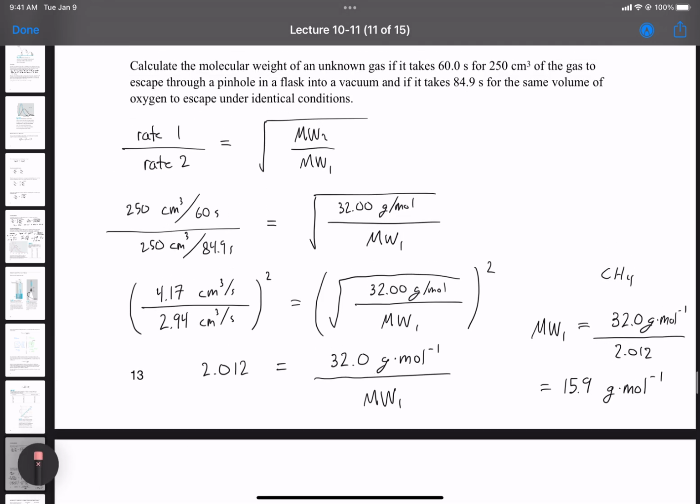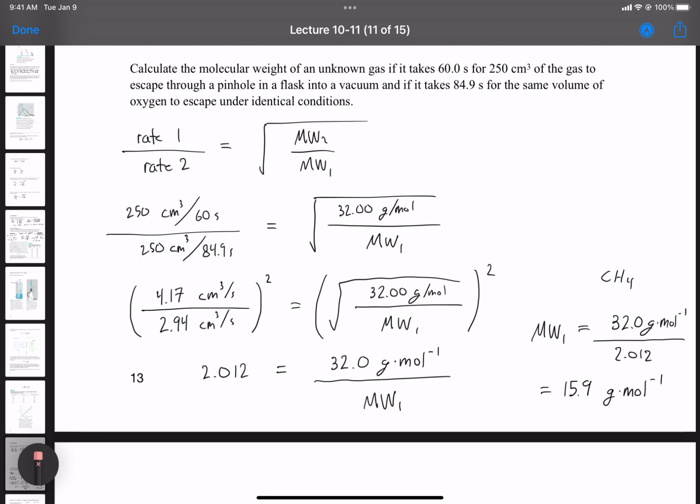Okay, so if we didn't round, let's see here. 250 divided by 60 divided by 250 divided by 84.9. What's that value? 1.415. Okay, so if we square that now, do some brackets here. Square it. Actually it doesn't work, never mind. You can't use parentheses and brackets like that in the calculator.